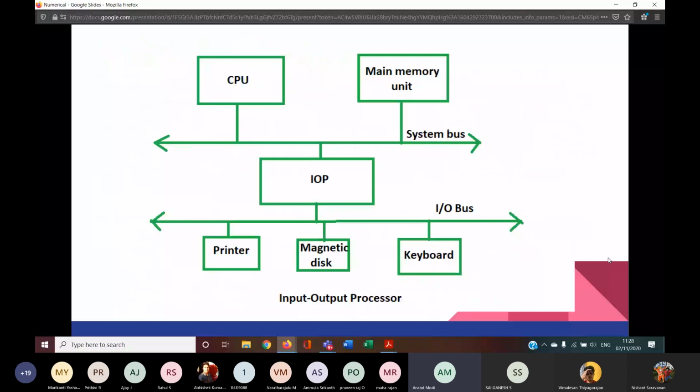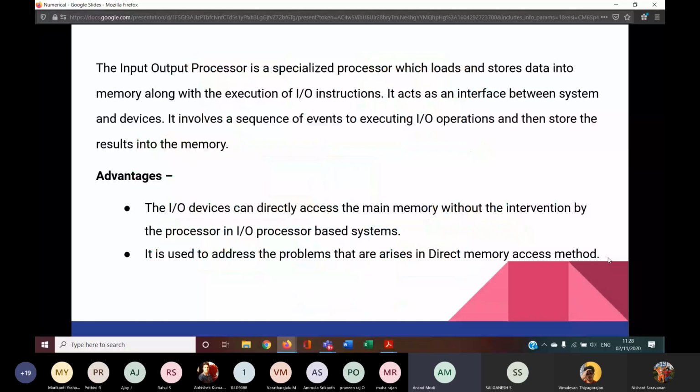Yeah, so this is just a diagram of the input-output processor. Next slide. Yeah, so the major advantage of the input-output processor is that the input-output devices can directly access the main memory without the intervention of the processor. Input-output processor based systems are used to address the problems that arise in the direct DMA method. Next slide.